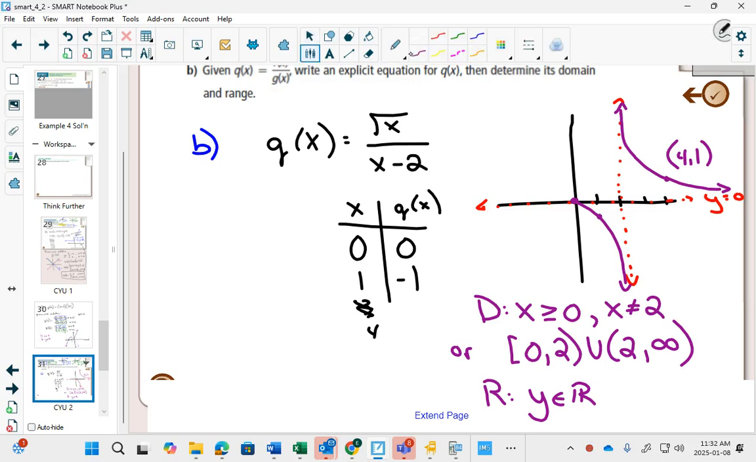Okay, questions for practice on this one? 6, 13, and 16.